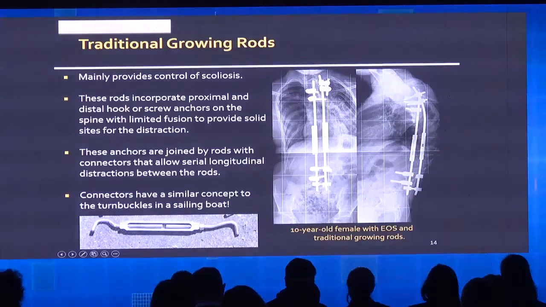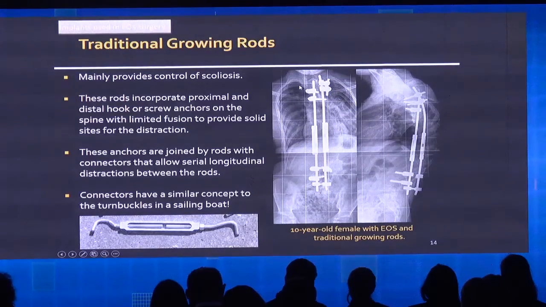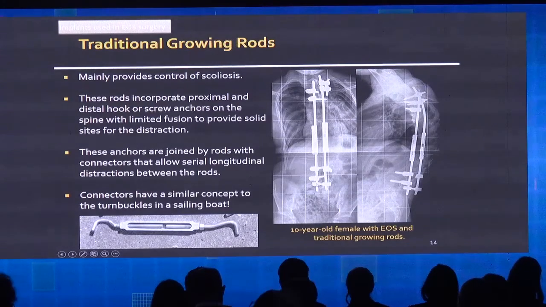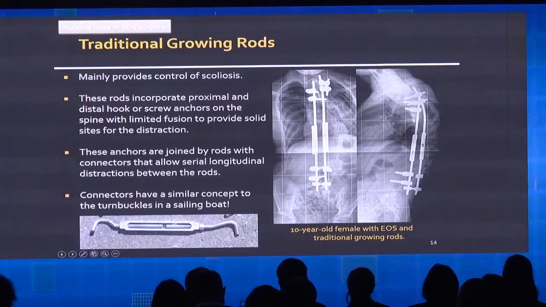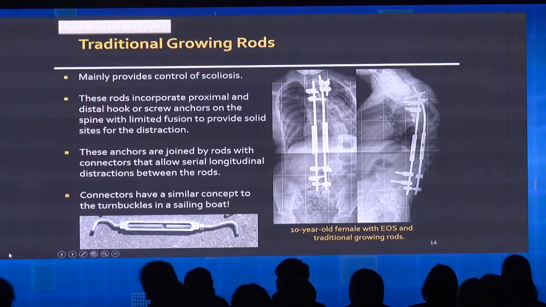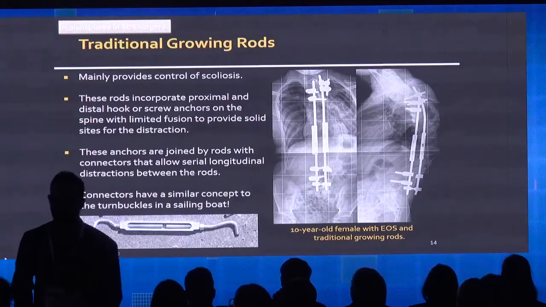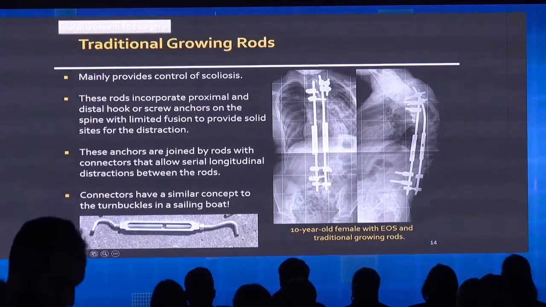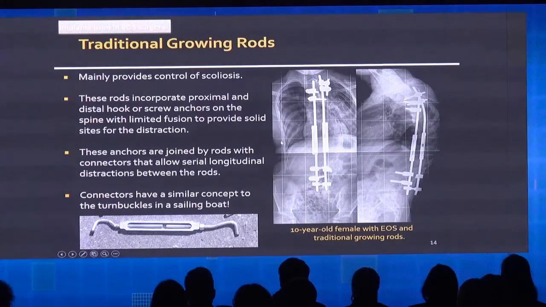So here is a traditional system. You had two rods with a device in between. Here you had a spinal fusion which is very limited. Here you have another spinal fusion which is very limited with pedicular hook, pedicular screws. And in a boat, the turnbuckle is mostly used to make the ropes very tight. Here you just use them the other way, and on the contrary, you expand in between the proximal and distal anchors.